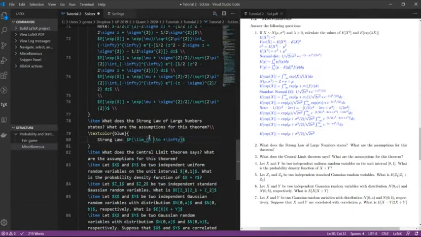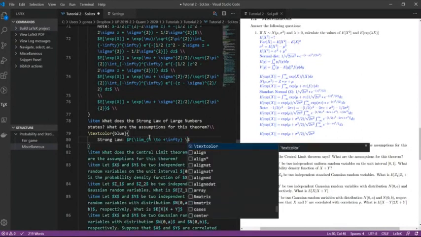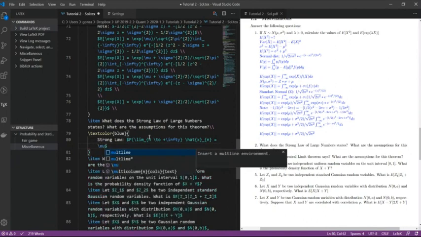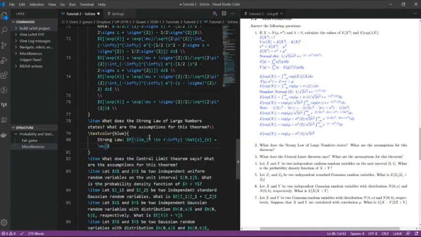When n tends to infinity of x hat, hat of x, and this will be mu in all the cases. So equal to 1.